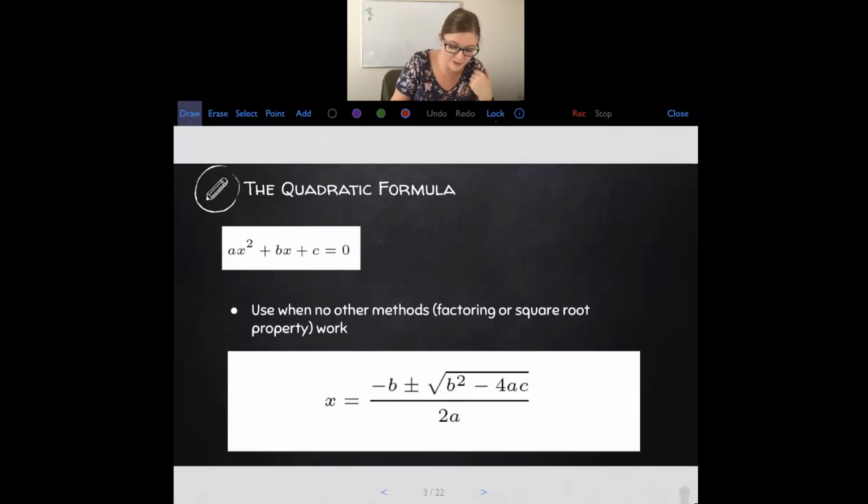Okay, and the quadratic formula is written here for you on the screen. x is equal to negative b, plus or minus, so that's how we would get our two solutions, the square root of b squared minus 4ac, and that is all over 2a.